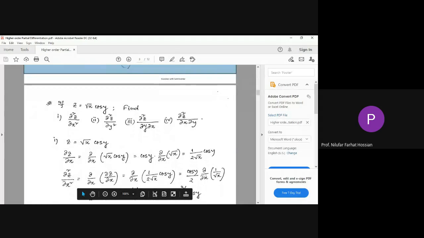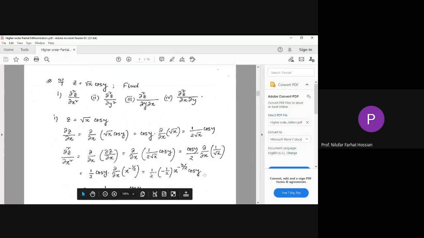Now let us do some problem here. Suppose your function is this, z equal to root over x into y. Then you have to perform this differentiation. This is second order with respect to x. This is second order with respect to y. This is second order with respect to x, then with respect to y. And here, again second order, but here at first with respect to y, then with respect to x. So here, this is the beginning.